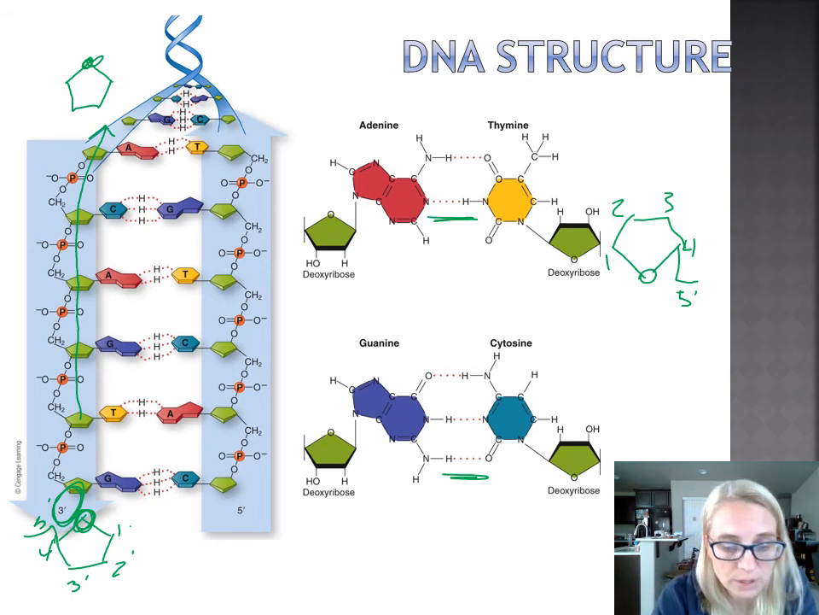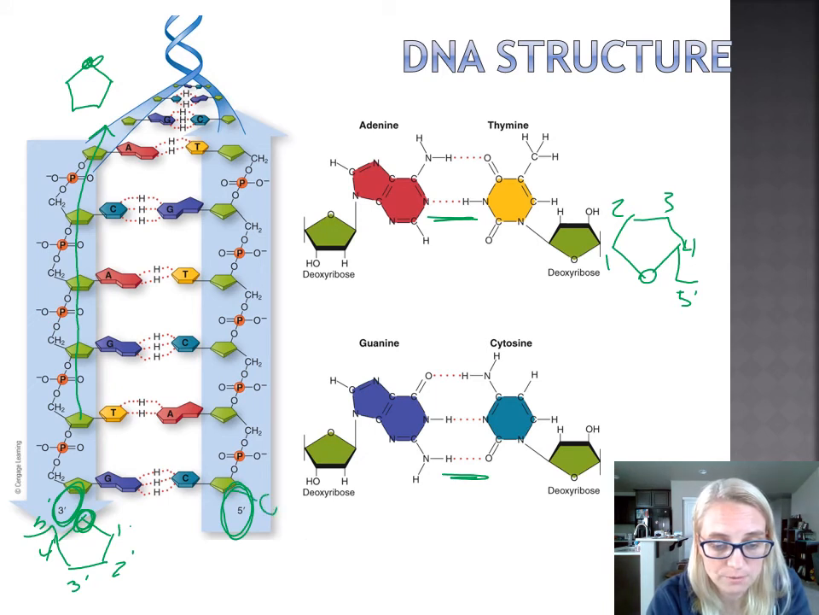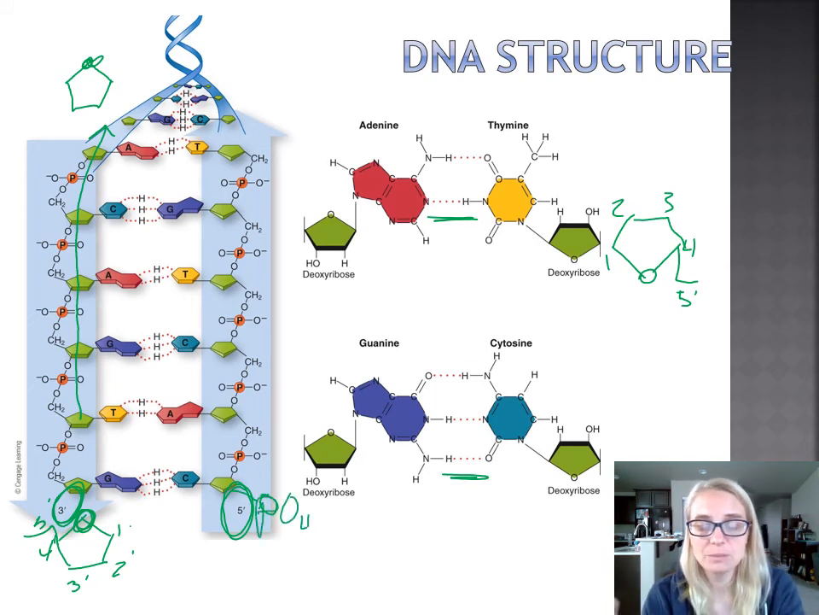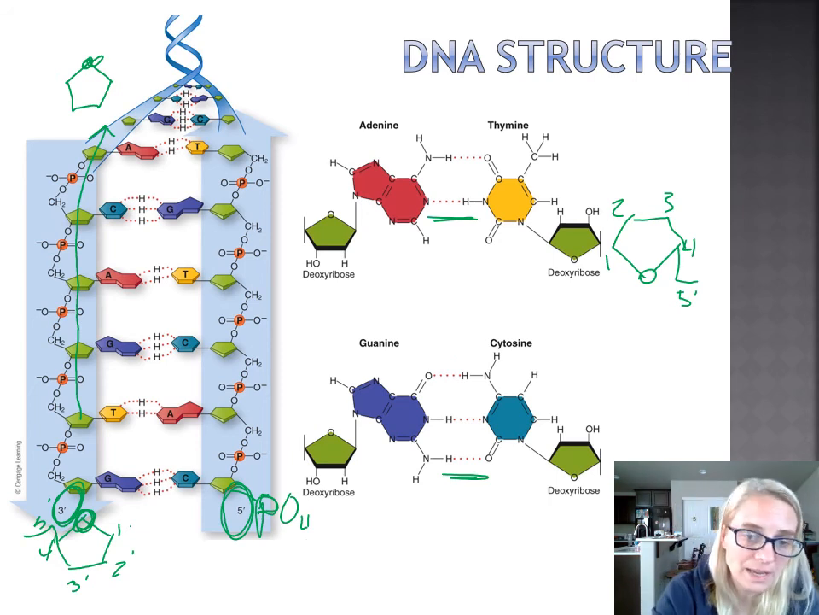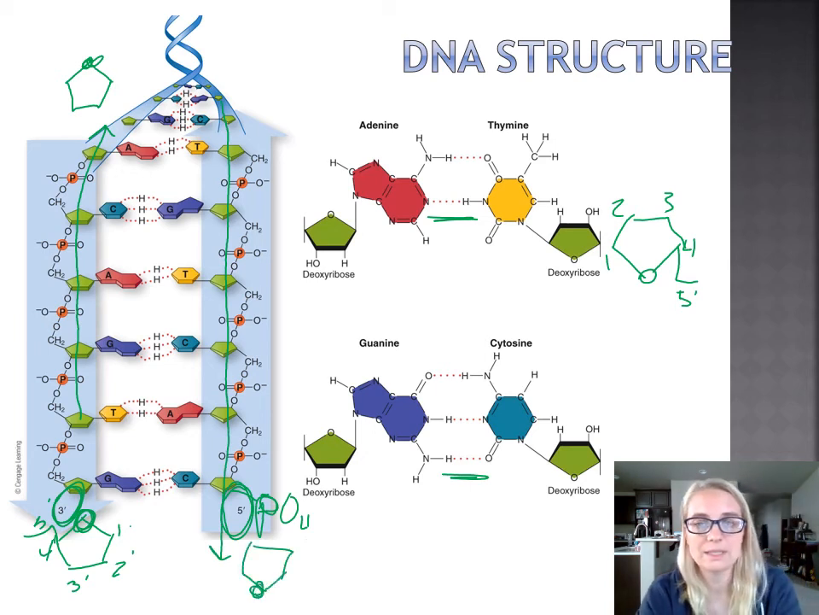So when we take a look at this part of the sugar that is exposed down here, that's going to be the 5' carbon where the phosphate group would be attached. It's not shown here, but it'll be a phosphate group here, the PO4. That's going to be on the 5' end. And if we take a look, that is oriented this way with the oxygen pointing downwards.